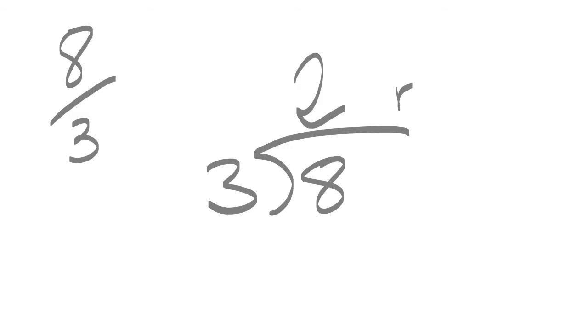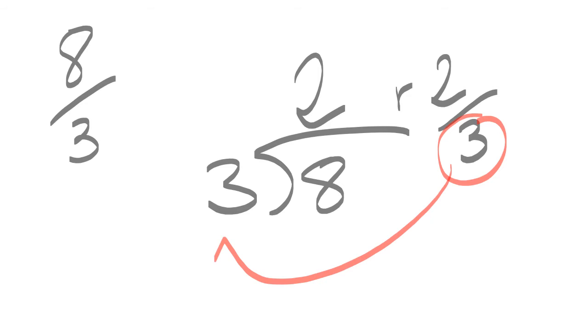3 into 8 goes twice because 2 3s are 6, and there's a remainder of 2. Now, another way of writing that, because we're dealing with fractions here, is we could write a remainder of 2 thirds, and that's actually a lot more accurate. You might have asked, where did you get that 3 from? I got that 3 because 3 is what we call the denominator. So 8 divided by 3 equals 2 and 2 thirds.